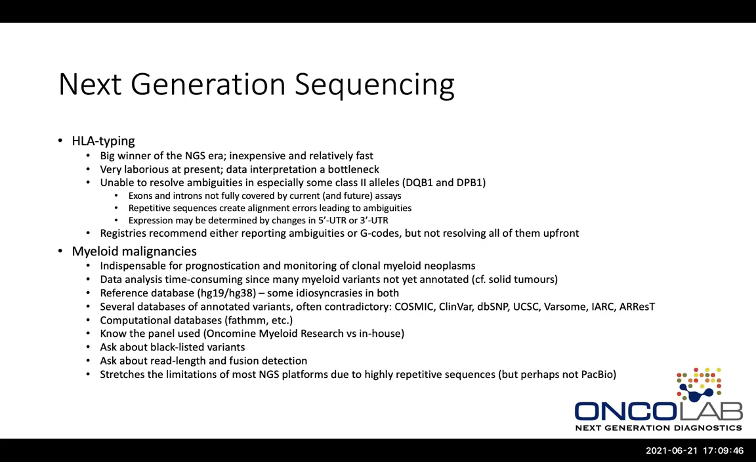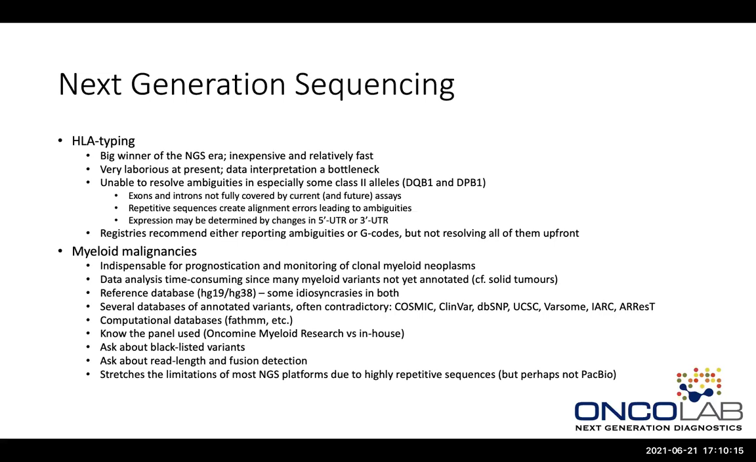The data analysis, despite everybody claiming that it comes with bioinformatics and this and that, is very time consuming, especially for myeloid variants, because they are not properly annotated. If we get samples for solid tumor analysis, those take you 5 minutes to sort out, because there's thousands of solid tumors perfectly annotated. Just because our diseases are so much more rare, these haven't been annotated.